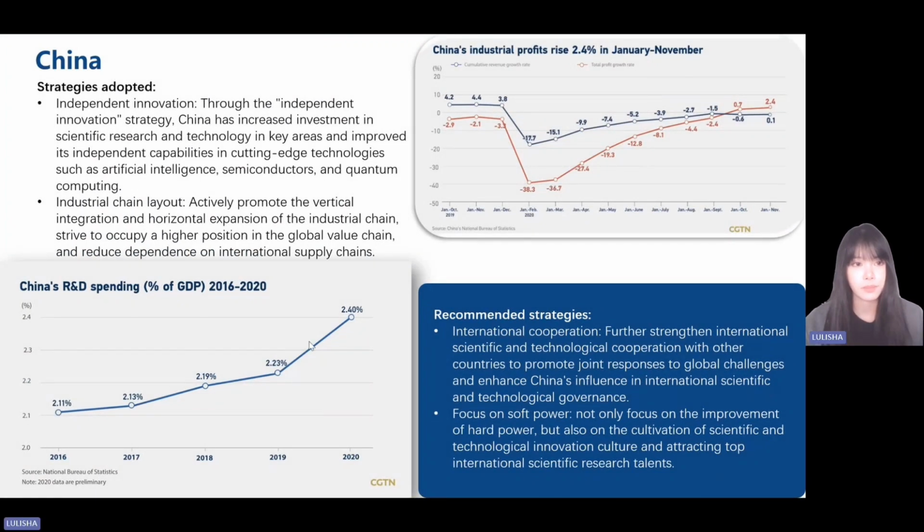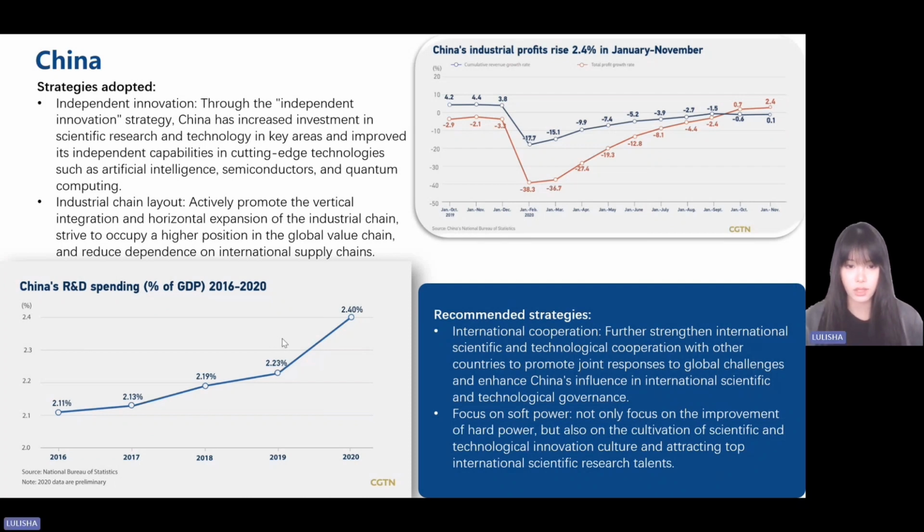China's strategies adopted. Independent innovation. Through this strategy, China has increased investment in scientific research and technology in key areas and improved its independent capabilities in cutting-edge technologies, such as AI, semiconductors, and quantum computing. Industrial chain layout. Actively promote the vertical integration and the horizontal expansion of the industrial chain. Strive to occupy a higher position in the global value chain and reduce dependence on international supply chains.